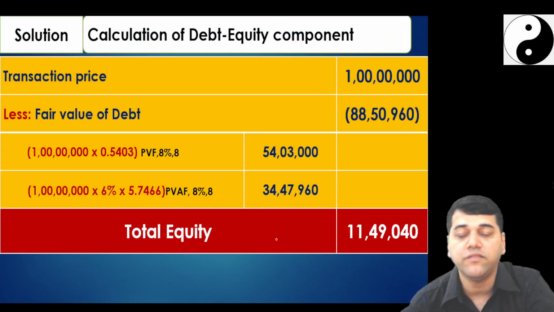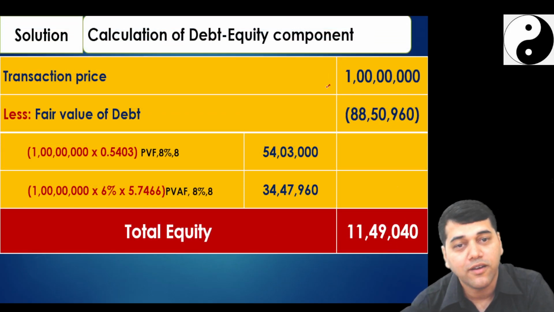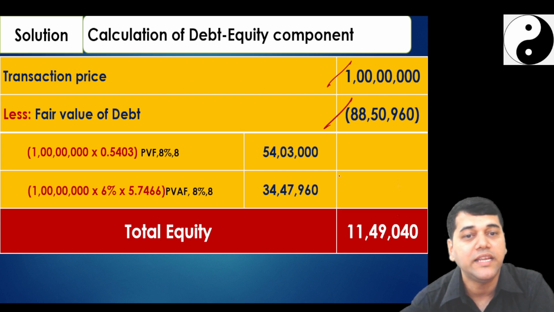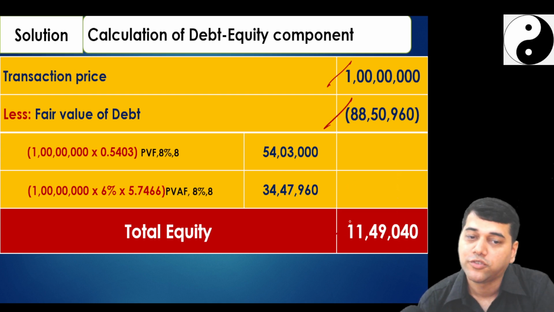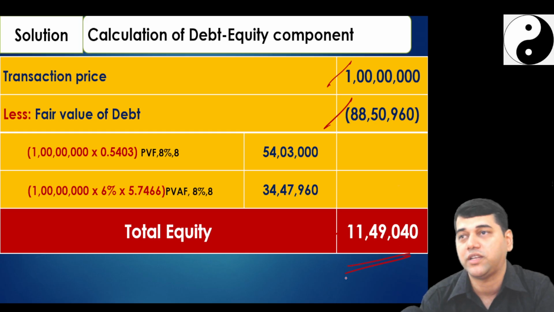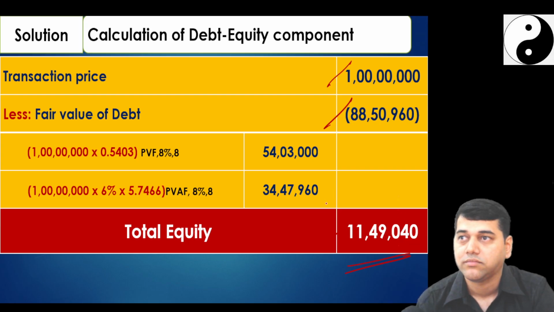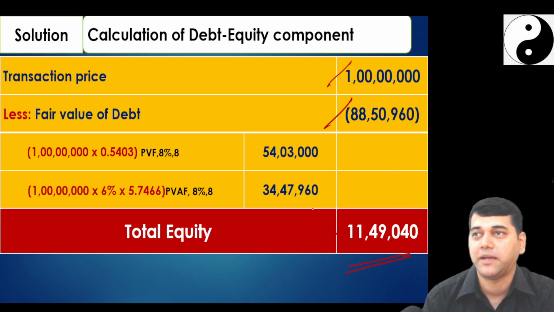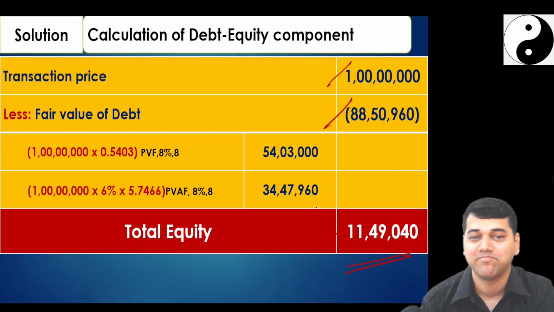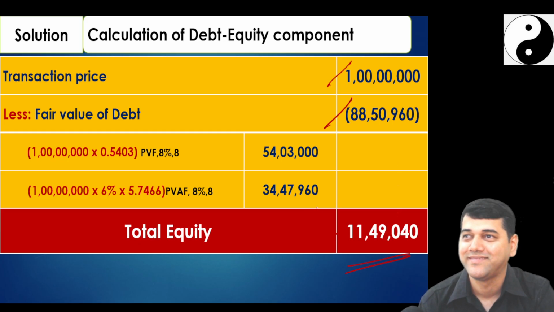Okay, first thing we do is the debt equity calculation. 1 crore, 88,5960. So 11 lakh 49,040. This is your debt and equity. Did you get this number? Yes, Vishnupriya. What happened? What went wrong? Vidya?